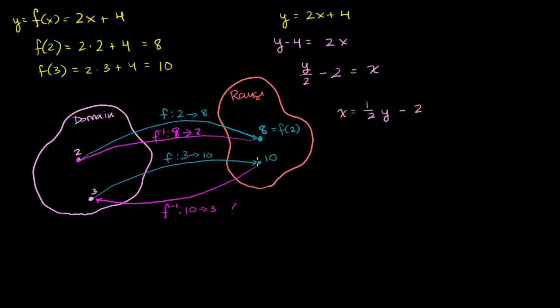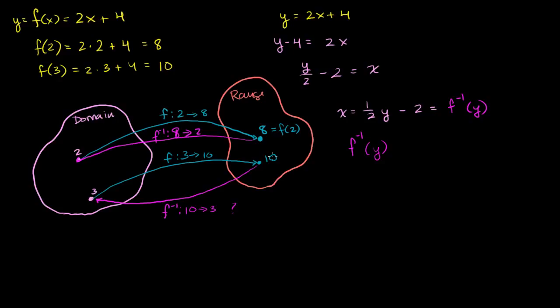We want a function of these values that map back to an x. So we could say that this is equal to f inverse as a function of y. So we can have 10 or 8.